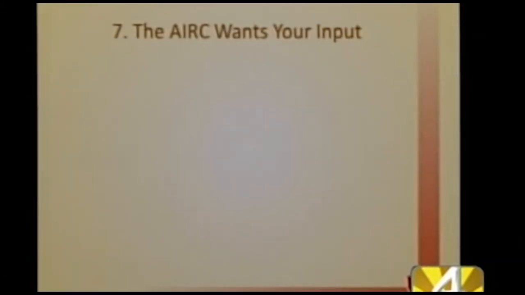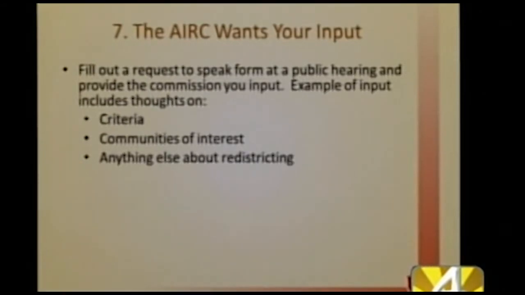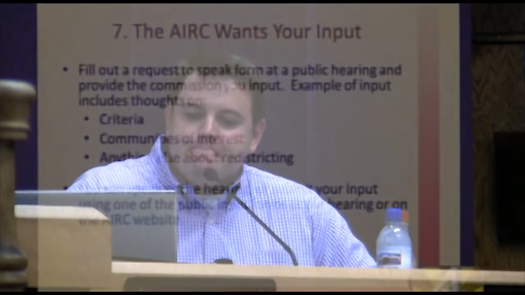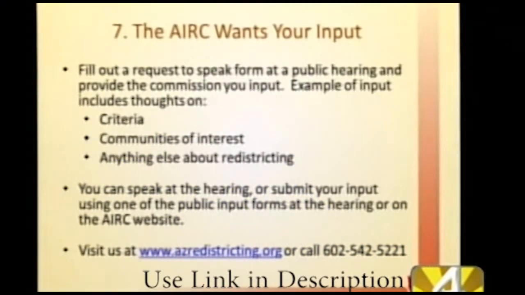All right, the ARC wants your input. If you have something you'd like to say, again, please fill out one of the forms and speak at a meeting. Good examples of things you might want to speak on are the criteria being considered, communities of interest, or anything else you'd like the commission to consider during this redistricting process. You can also submit things on our website, which is www.azredistricting.org, or call 602-542-5221 and speak with someone at the ARC office about your concerns or your communities of interest.